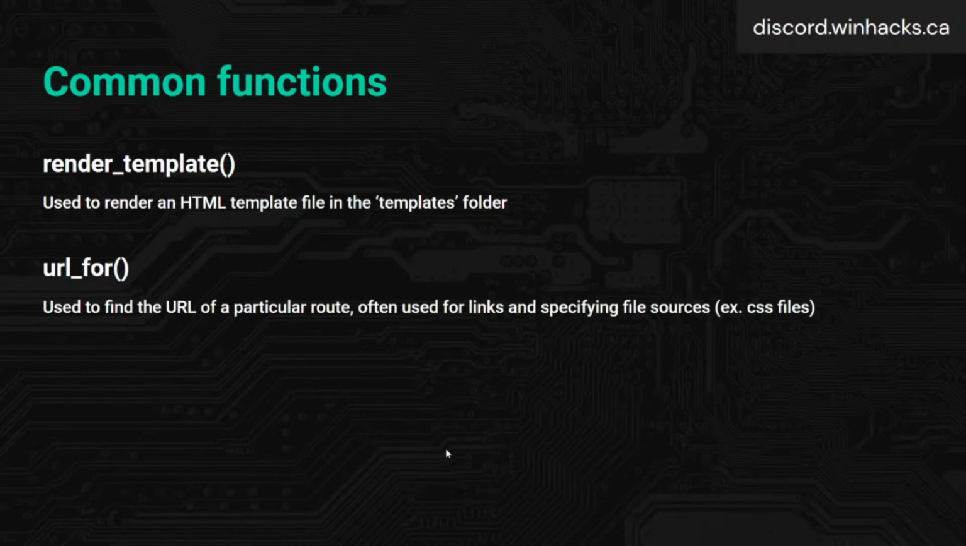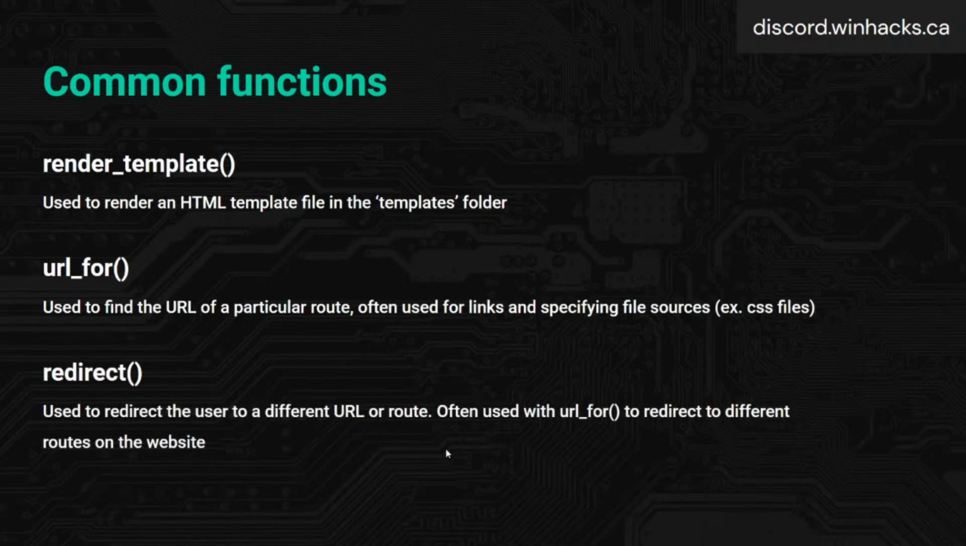And also it plays very nicely with static content. So you put url_for static and you would include your CSS files there. So that's another way you use url_for. And then there's redirect. And this is very simply just instead of rendering a template, you just redirect the user to a different URL or route. And oftentimes you will return a redirect, and then you'll also use url_for inside of it to redirect to a different route on the website. So redirect and url_for play very nicely together.